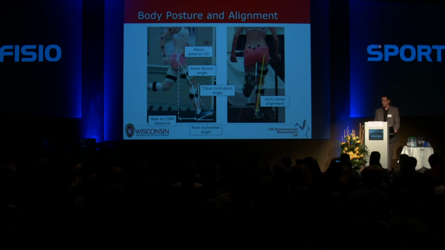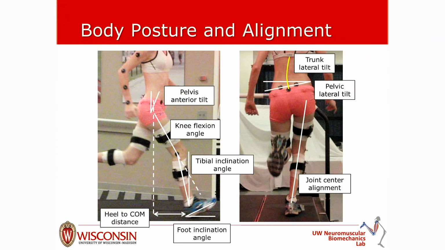If you look at the frontal plane, then we can look at how well the joints are aligned. Is the hip, knee, and ankle in a straight line? It may not be straight up and down, it may not be vertical, but at least they're in a straight line with each other. The amount of lateral pelvic tilt that the person demonstrates, as well as the amount of trunk lean that occurs.